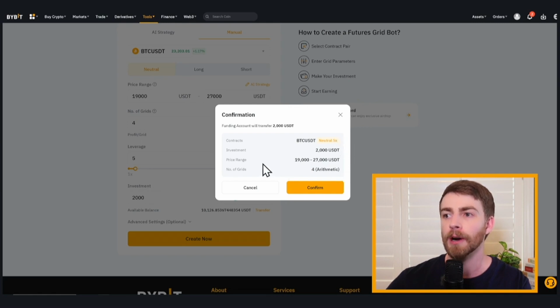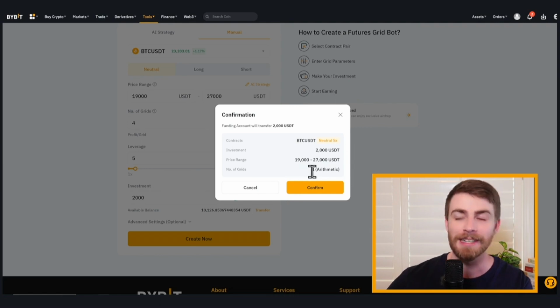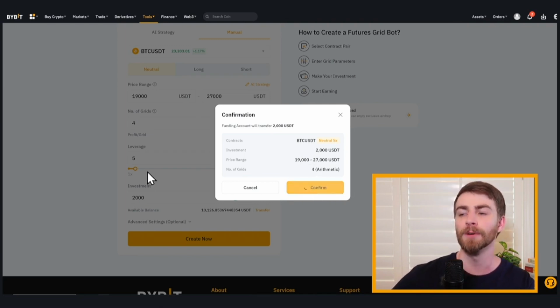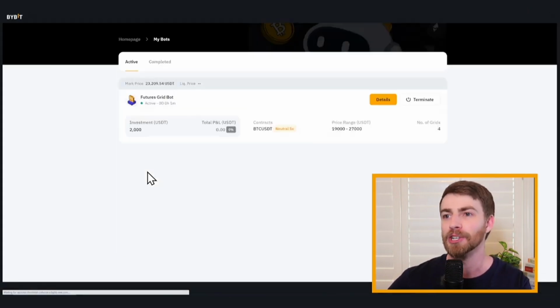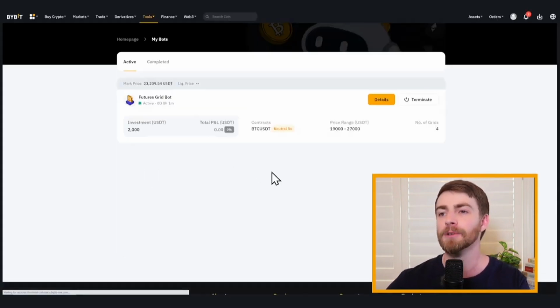leverage. Our price range is between 19,000 and 27,000. We've got 4 grids in between that price range, or 4 jumps in price in between 19,000 and 27,000. We're going to click confirm. It's going to automatically redirect us back to the My Bots page so we can check on it. Now we just have that Futures Gridbot running.